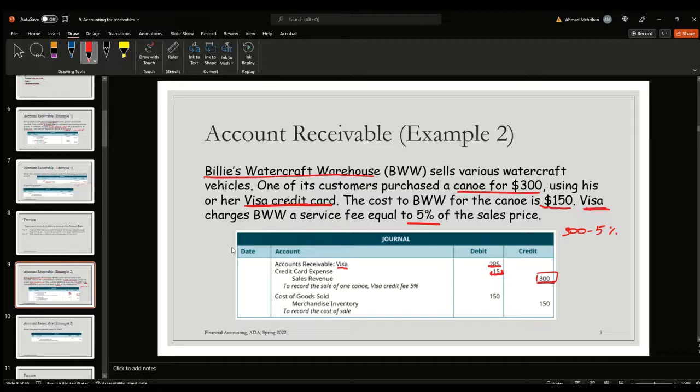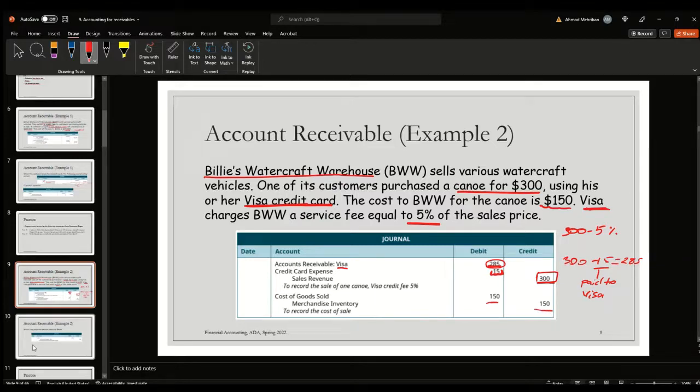As a customer, I'm going to pay 300. But as a retailer who receives this 300, it's 300 minus 15, and 15 is going to be paid to the Visa card company. That's why Billy's Watercraft House is going to record accounts receivable as 285. Now, cost of goods sold and merchandise inventory are recorded as normal. There's nothing changed there.